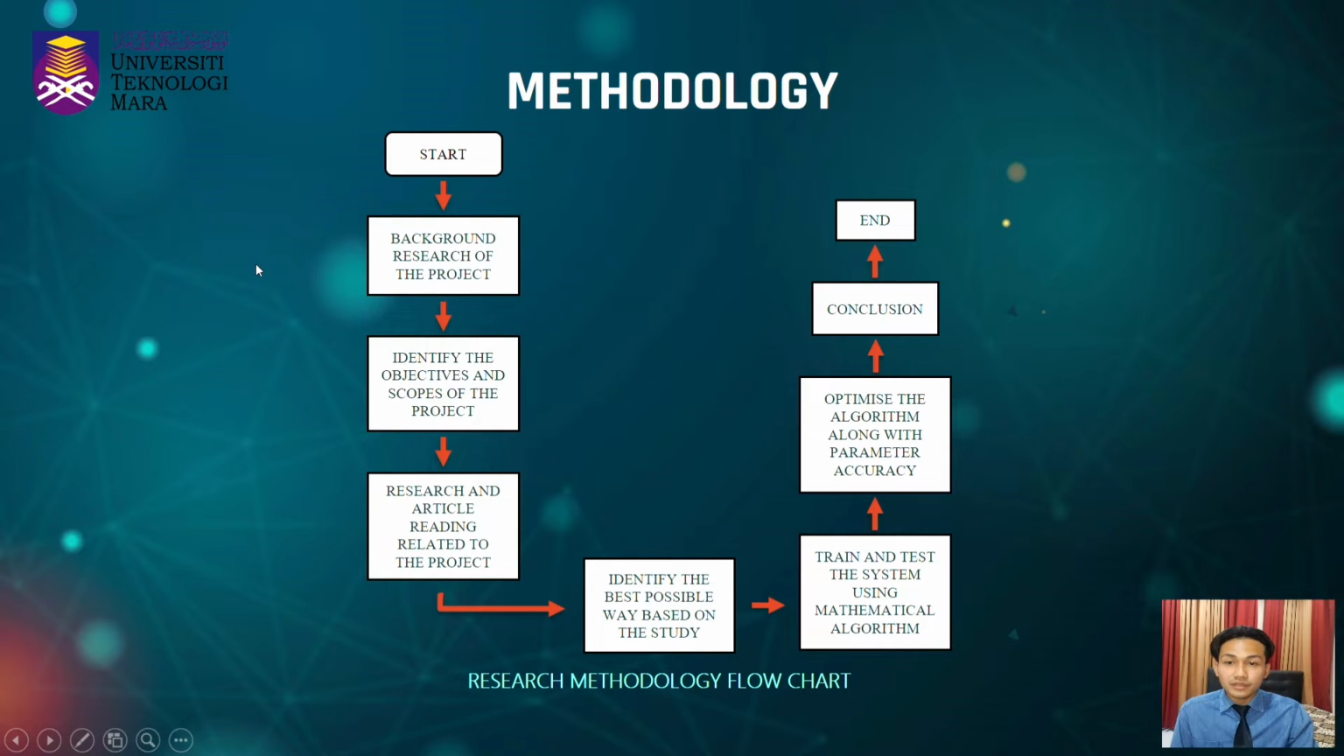We start with doing background research on the project. Next, identify the objective and scope of the project. Research and article reading related to the project. And identify the best possible way based on the study. Train and test the system using mathematical algorithm. Optimize the algorithm along with parameter accuracy, and the last one is make a conclusion.